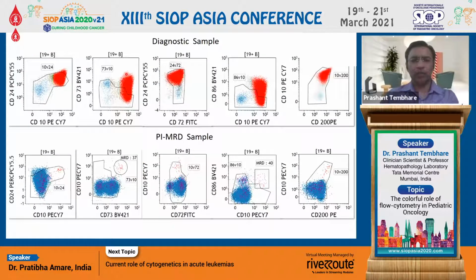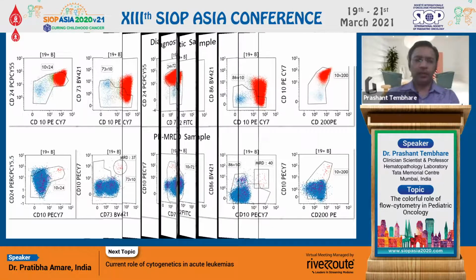This is a diagnostic sample. You can see CD73 is showing abnormal expression, and the cells are coming out of the normal gates, as well as CD86. In the same case, you can see the MRD also. You can see CD73 is brightly expressed and CD86 is brightly expressed, and they are clearly out of the gates. This is how we do B-ALL MRD.